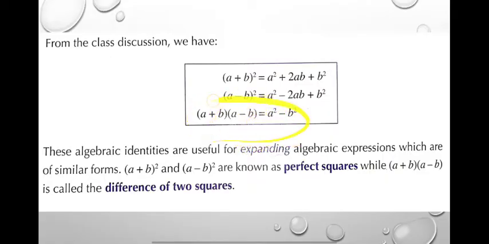Now this first one is called the perfect squares. This one is called the difference of two squares. Yeah, a squared and b squared, you minus it, you'll get the difference of two squares.